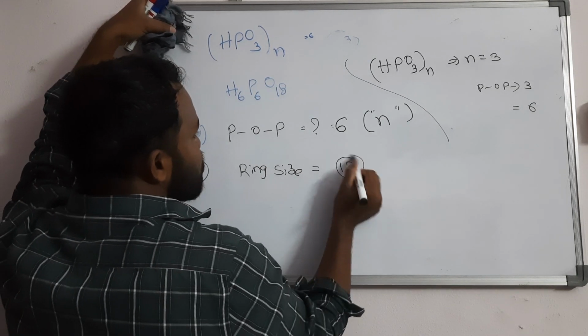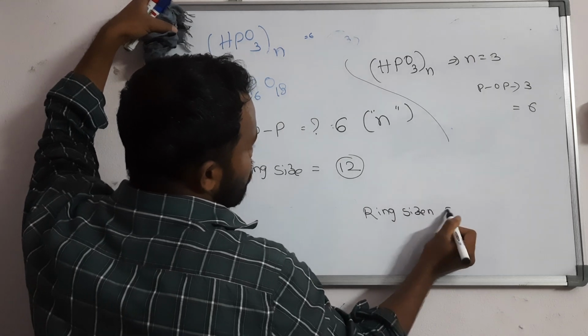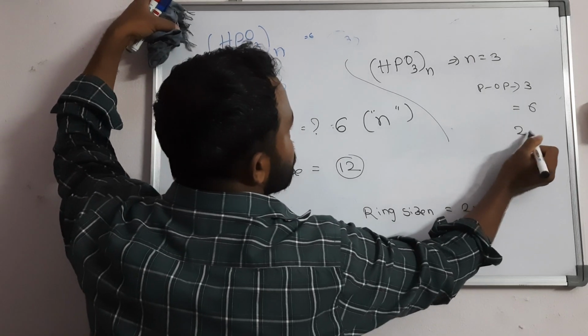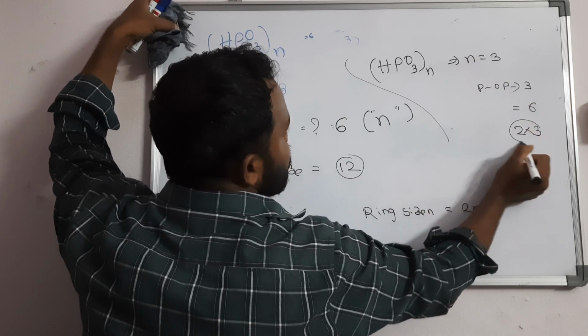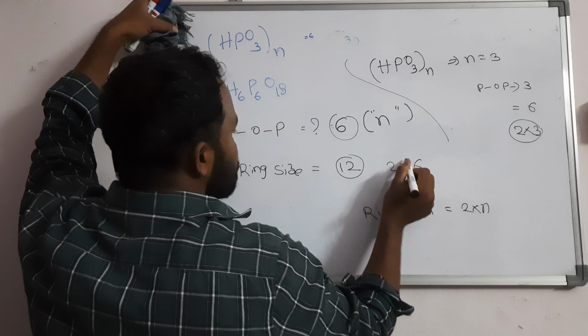How am I going to discuss this? So for ring size, you should remember 2 into n. Here n is equal to 3, 2 into 3 is 6. Here n is equal to 6, 2 into 6 is 12.